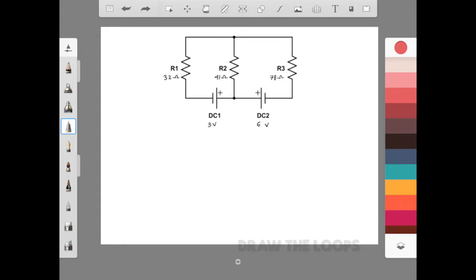So first and foremost, we must determine the loops of the circuit. Draw the loops according to how you want them to be. The loops are marked with red color. Next, we are going to determine the direction of the electric current according to the loops we have made.